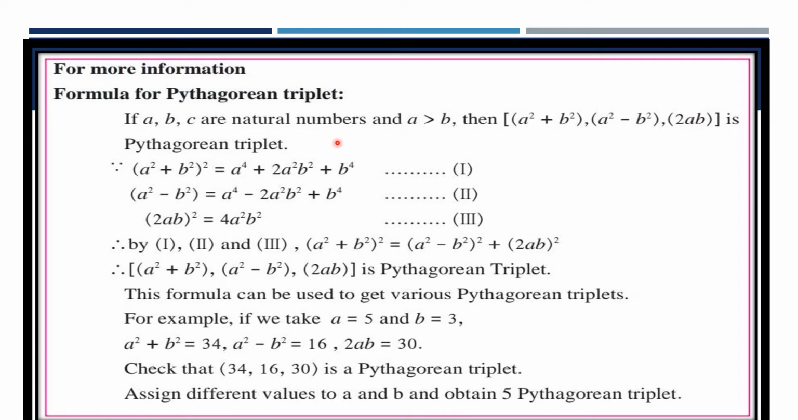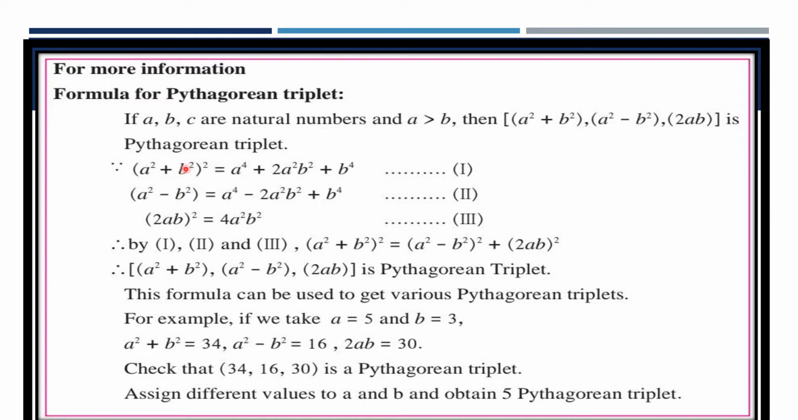Now, there is one formula to find the various Pythagorean triplets. And that formula is, if A, B and C are natural numbers and A is greater than B, then A square plus B square, A square minus B square and 2AB is the Pythagorean triplet. You can put here any values of A, B, C. Only the condition is A should be greater than B. And then by putting these values you can get Pythagorean triplet.